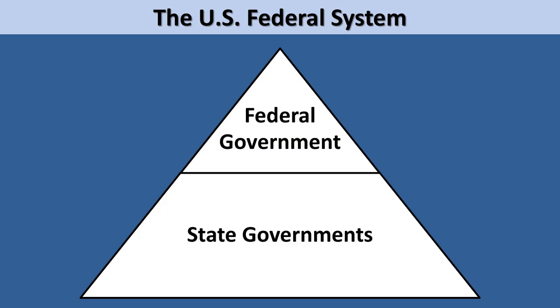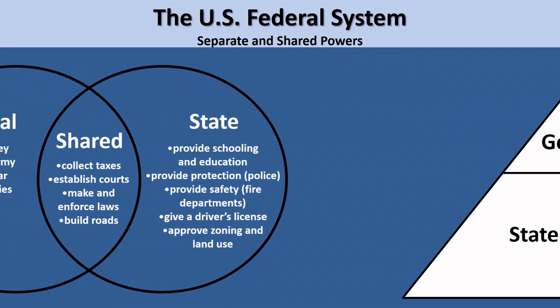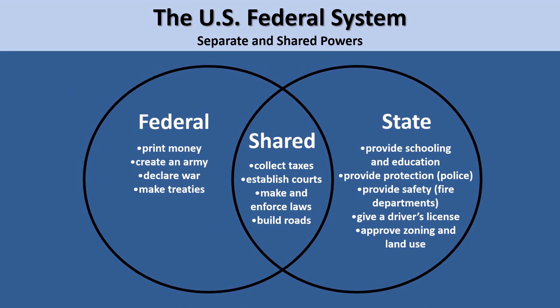While state governments can make their own decisions about many things, they cannot make laws that go against federal law. In the United States, there are certain kinds of actions only the federal government can take, certain responsibilities and powers that belong to the state governments, and certain powers the federal and state governments have in common.